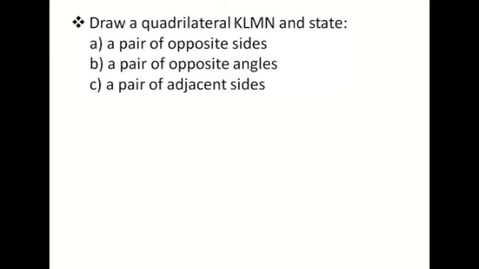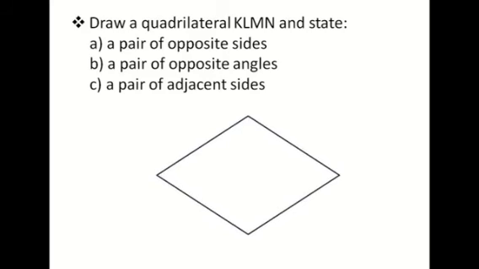Look at the next question. Draw a quadrilateral KLMN and state a pair of opposite sides, a pair of opposite angles, and a pair of adjacent sides. So let's start. Draw any quadrilateral and name it as KLMN. Okay. Draw neatly. Here you can see I have drawn one quadrilateral and now you have to give names. Have you done it? I hope you have completed also.